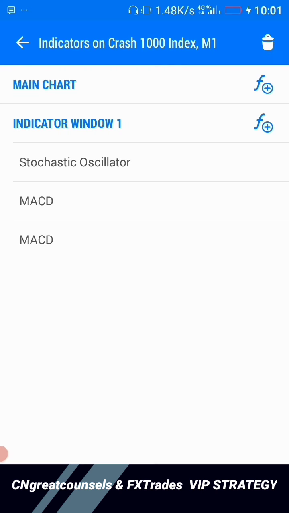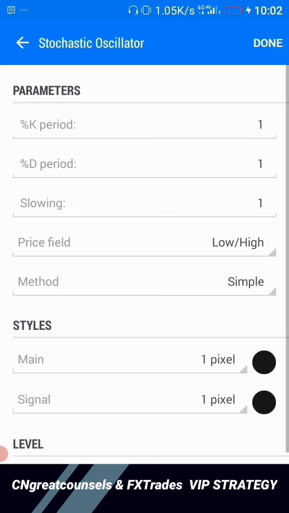By clicking on the F icon on the main chart, we do not have any indicator, but on indicator window one, we have three indicators. Number one is the stochastic oscillator. Here are the parameters. Percentage K period is one, percentage D period is one, slowing is one, price field is low and high. Method is simple.